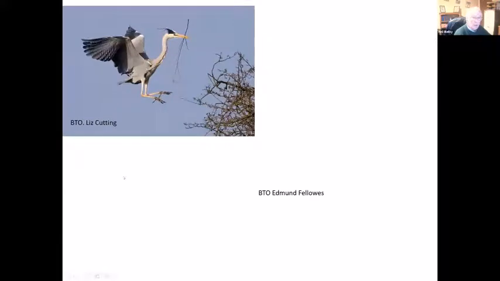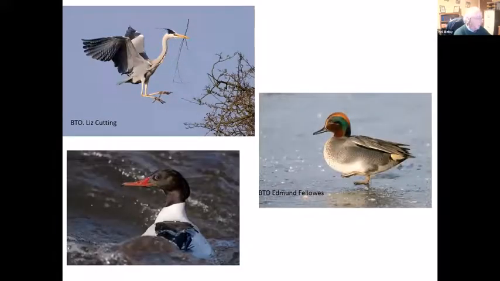And the birds that are found more so on these are, as well as the ubiquitous heron, 62% of the herons recorded are found on these linear waterways, 57% of the goosanders, and 46% of the teal.